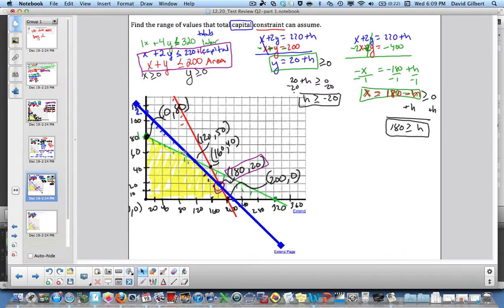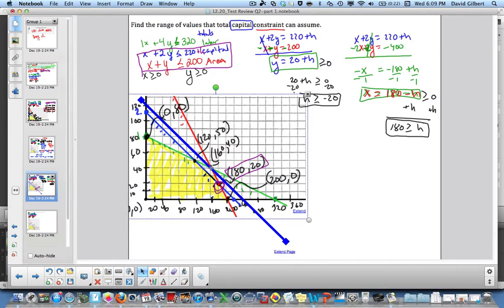So where can we move it to? We can move it to here. That's another limitation on h. So that tells us that the y value at this point here, the y value of our solution where the red and blue meet, has to be below this intersection point of the other line. So that tells us that the y value here is 40. So this y has to be less than 40.